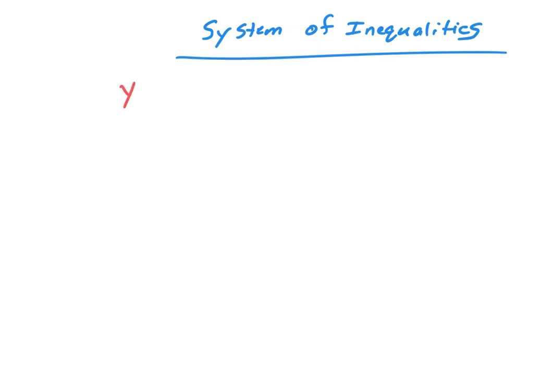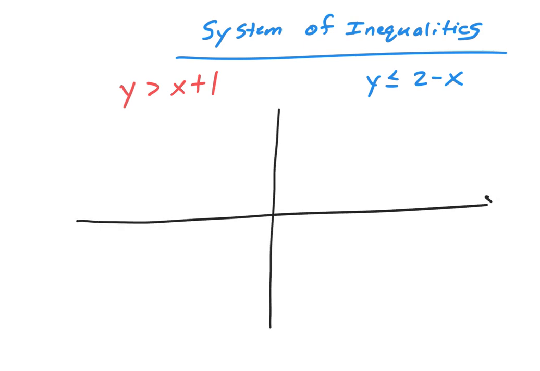So we got y is greater than x plus 1, and then y is less than or equal to 2 minus x. We got 2 inequalities. We're going to graph both of these inequalities on the same coordinate plane. We're going to shade them both, and then we're going to see where do they overlap. Okay, and there's a couple different ways that you can kind of approach this, but we got to go one at a time. And it really doesn't matter which one we start with.